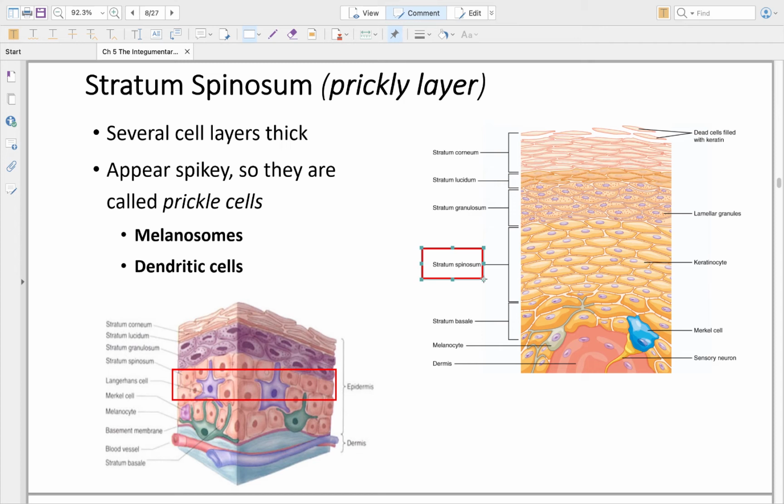It has melanosomes to make melanocytes, and then it has dendritic immune cells. So if anything really does get through, and it does all the time, if it gets through all these layers, by the time it gets here to the spinosum layer, there's gonna be some response. The melanocytes, they're more responsible for making melanin, but the dendritic cells, they will come out. They will come out and they will start attacking the invader.